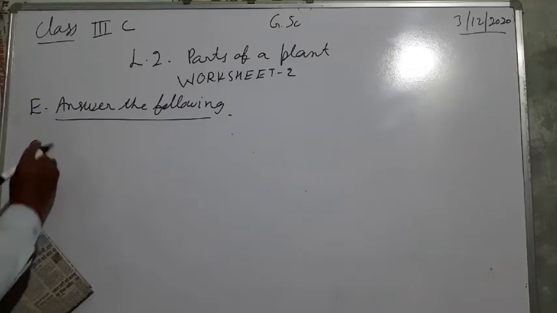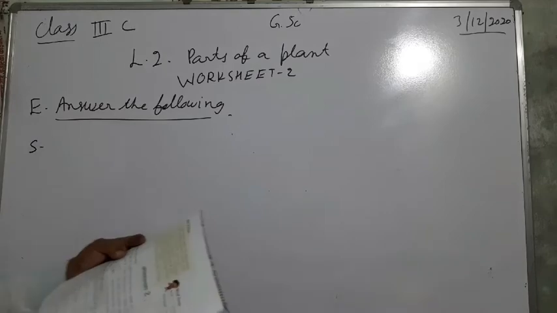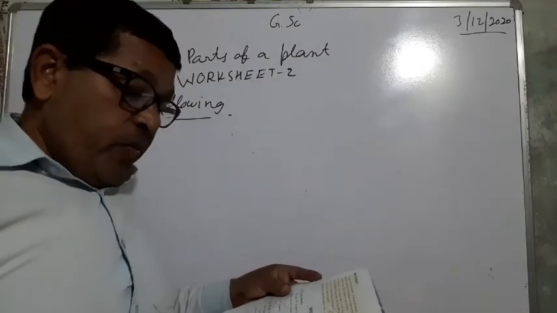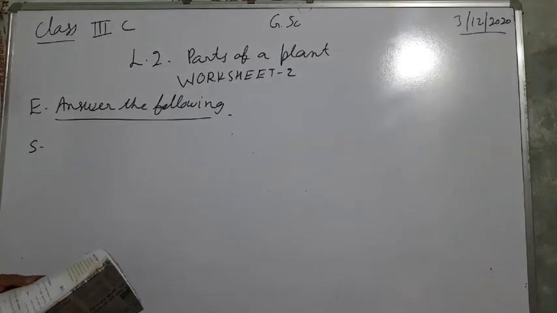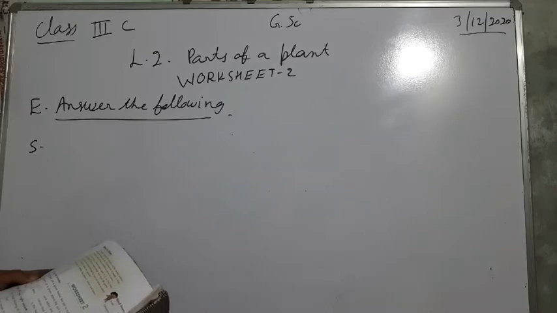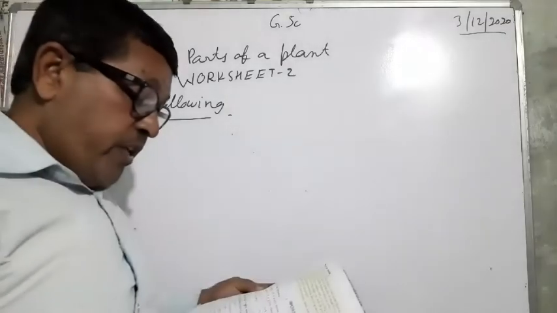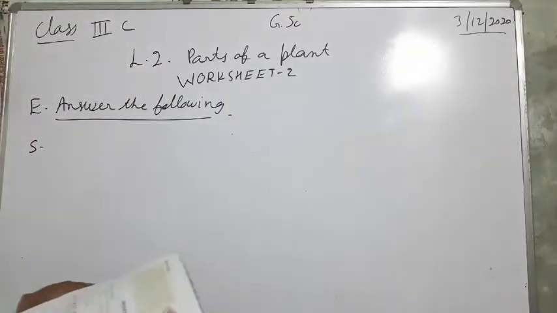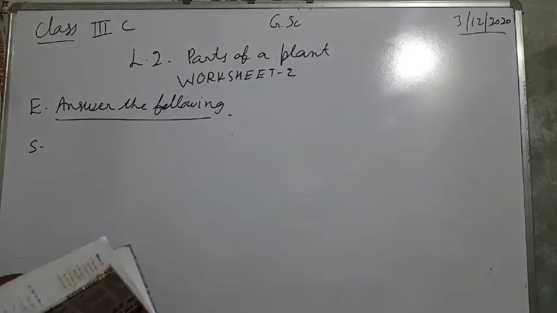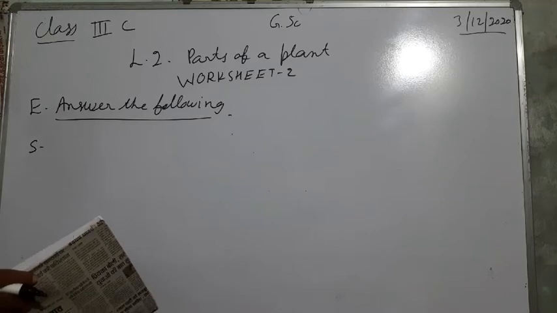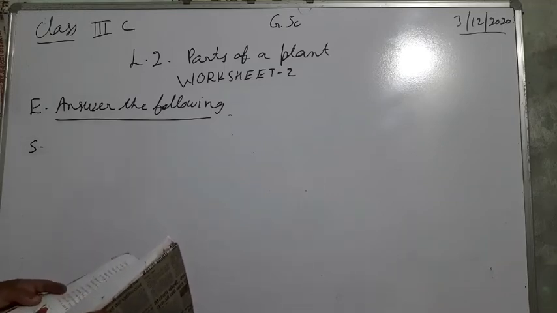Now see the 5th. What is the question? How are flowers important to our plants? So flowers are important to a plant because they help the plant in the process of reproduction.